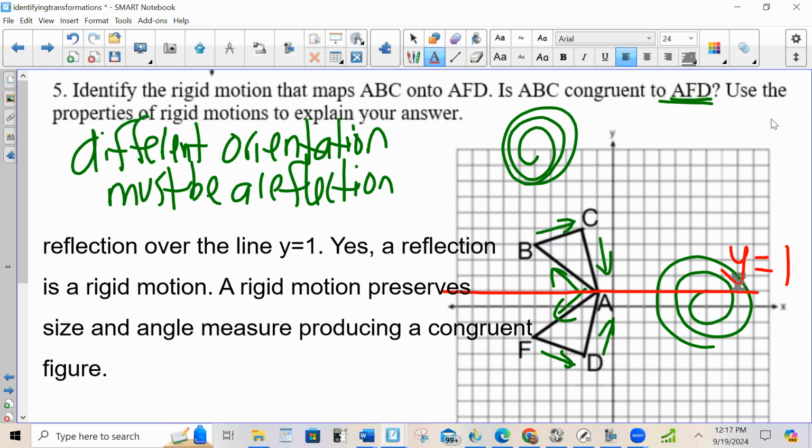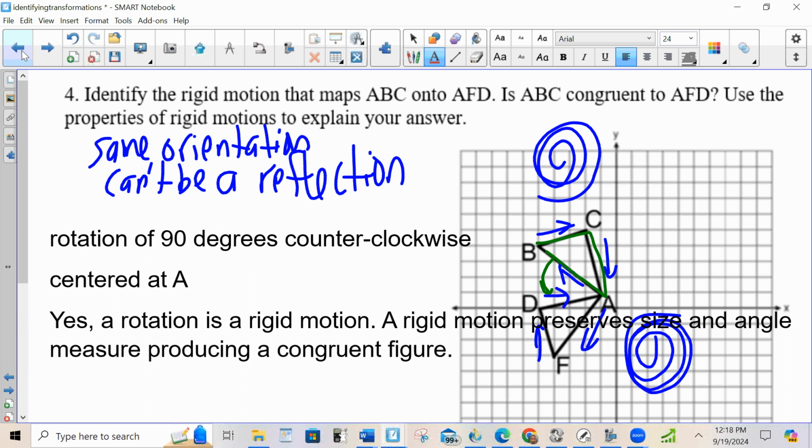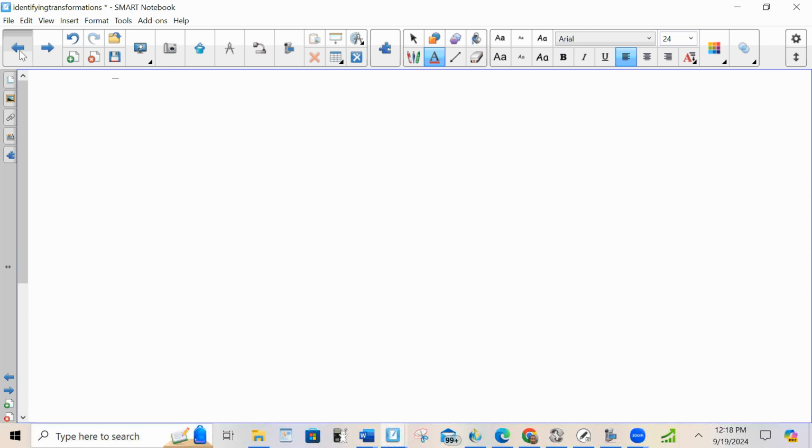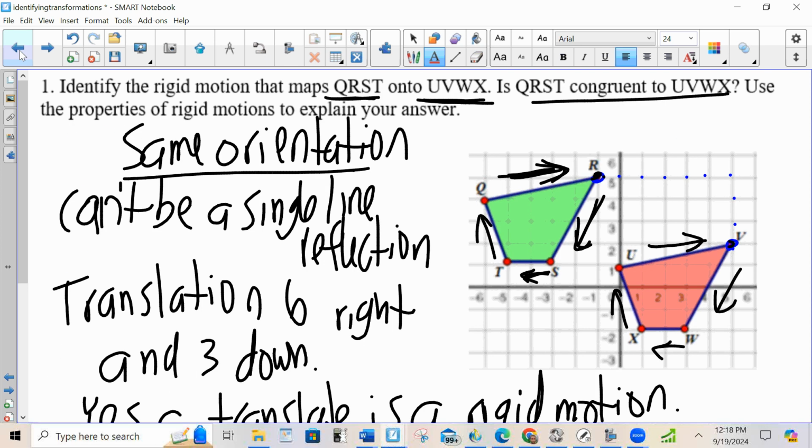Check for orientation. If the orientation is different, it must be a reflection. If the orientation is the same, it's not going to be a reflection. It could be a rotation or it could be a translation. For rotation, use a little bit of geometric common sense as far as how many degrees, and the point that's touching is the center. Make sure you state the direction as well. For reflection, again, use a little bit of geometric common sense, and if there's a point that's touching, the line's got to go through that point. For a translation, you're just telling me the direction, how much it's going. All right, if it's going 6 right and 3 down because you counted that it went 6 right and 3 down, then that's all you're telling me.